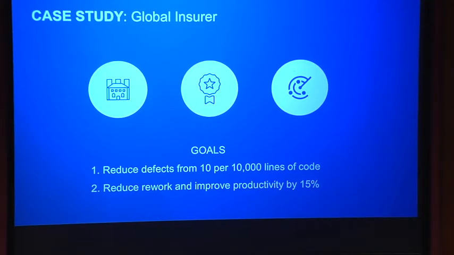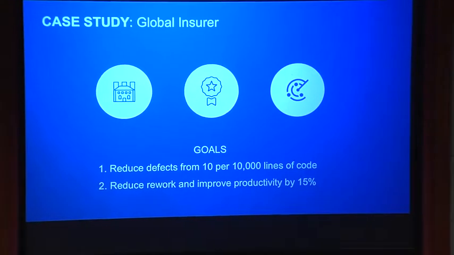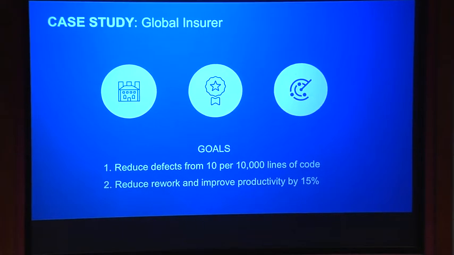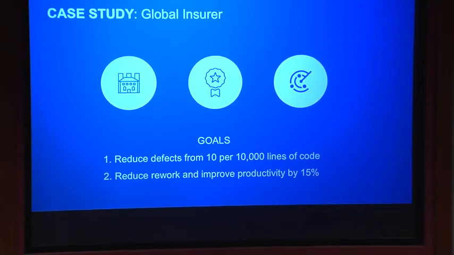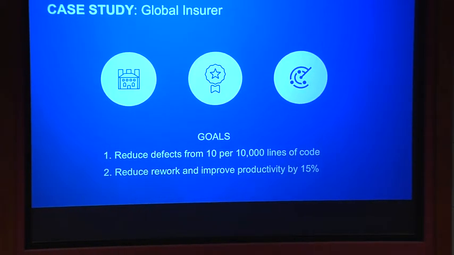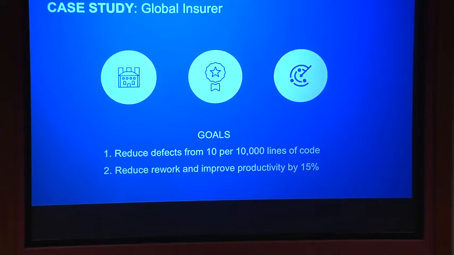I'm going to quickly cover this case study. A major global insurer decided that they wanted to increase the efficiency of their operations and improve the quality of their releases. They gave specific goals. They wanted to reduce their defect rate down from 10 defects per 10,000 lines of code. They wanted to improve the efficiency and productivity of their developers by 15%. And they wanted to be able to handle a software recall efficiently. So those were their three goals.